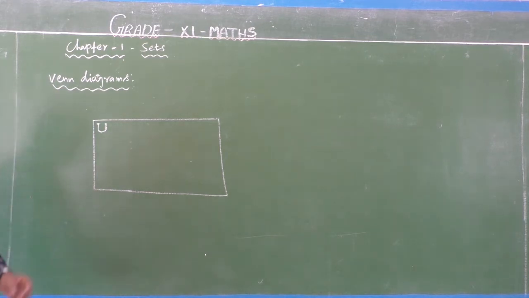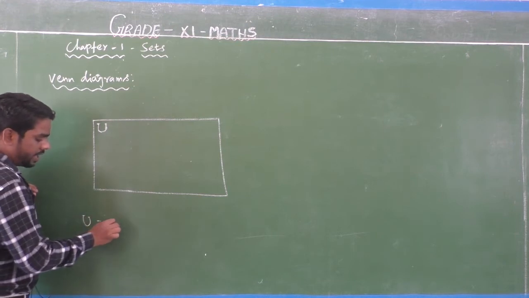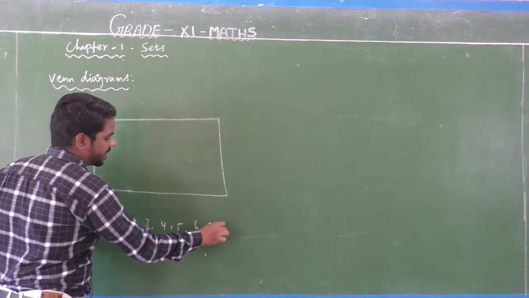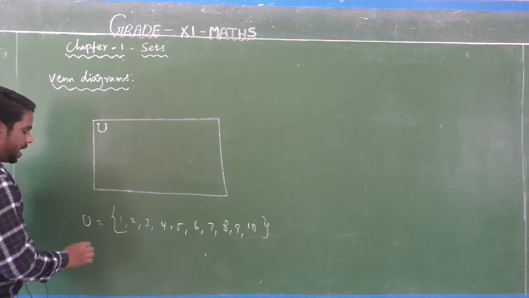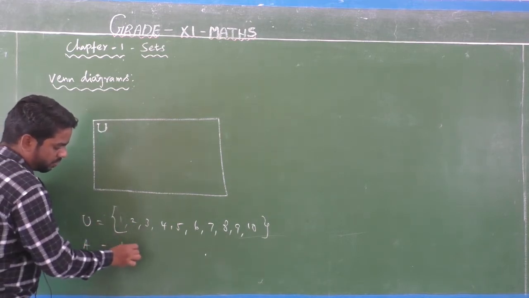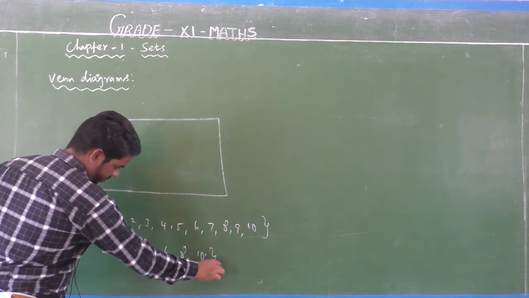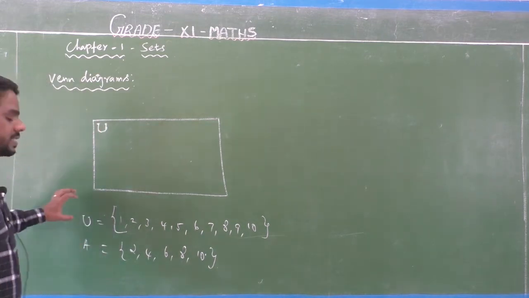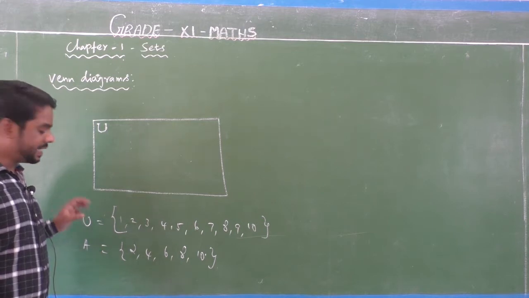Here the universal set is 1, 2, 3, 4, 5, 6, 7, 8, 9, 10. This is the universal set. And set A is 1, 2, 4, 6, 8, 10. This is set A. Okay, so you know the universal set. The set A is a subset of the universal set.